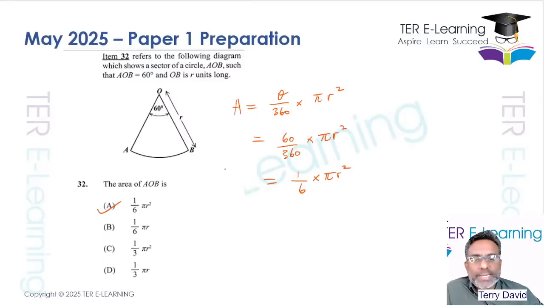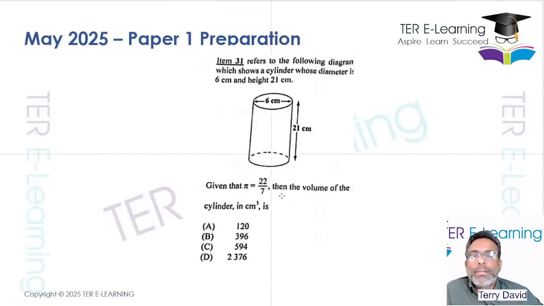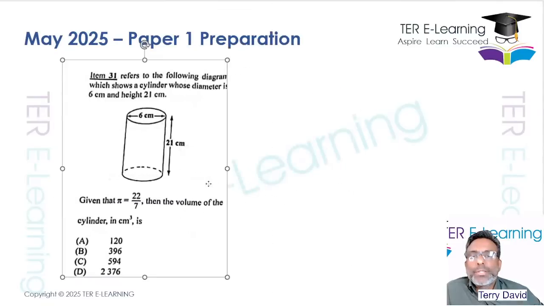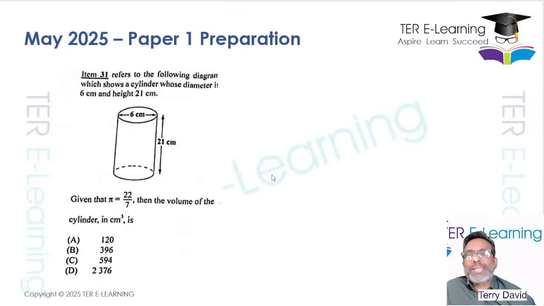Let's have a look at this next measurement question here. So we have a diagram here. It shows a cylinder and the diameter is 6 and the height is 21. Given that pi is 22 over 7, the volume of the cylinder is given by what?